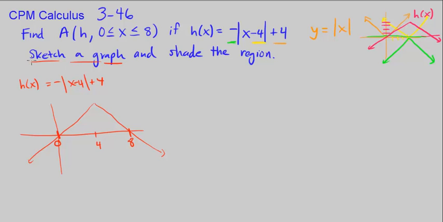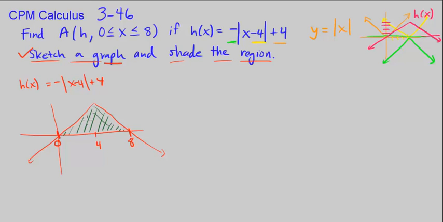Sketch the graph, then shade in the region. So the region is between 0 and 8. Let me shade it in. It's going to be this area right here. That's the area that we're looking for. And so let's go ahead and find the area. Well, what shape is this? Okay, well, I see a triangle.